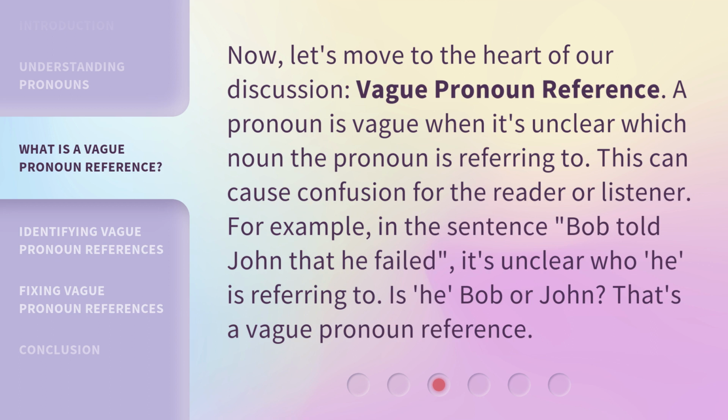Now, let's move to the heart of our discussion, vague pronoun reference. A pronoun is vague when it's unclear which noun the pronoun is referring to. This can cause confusion for the reader or listener. For example, in the sentence, "Bob told John that he failed," it's unclear who "he" is referring to. Is "he" Bob or John? That's a vague pronoun reference.